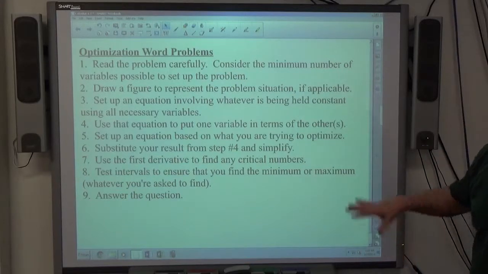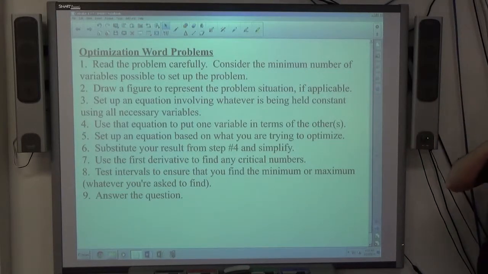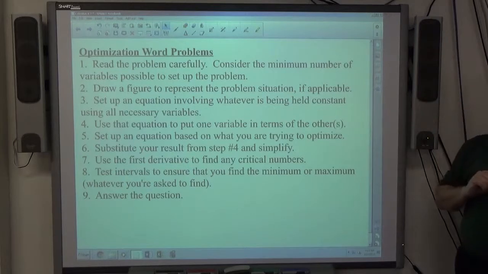Before I do example 2, let me walk you through this process I printed out for you. Read the problem carefully. That's step 1 of the word problem, and by this time you guys are calculus students, you should know you're supposed to read the word problem carefully.